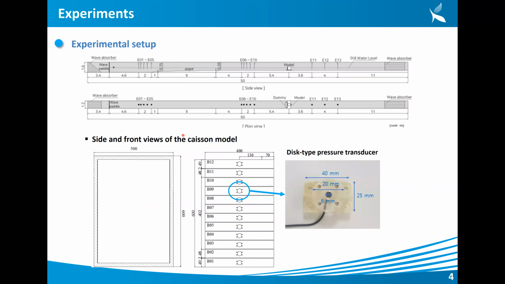The experiments were carried out in a wave flume of 50 meters long. Caisson models made of acrylic plates were placed at a distance of 28 meters from the wave paddle. Horizontal wave loading was measured by using pressure sensors, which were embedded into the center of each plate.